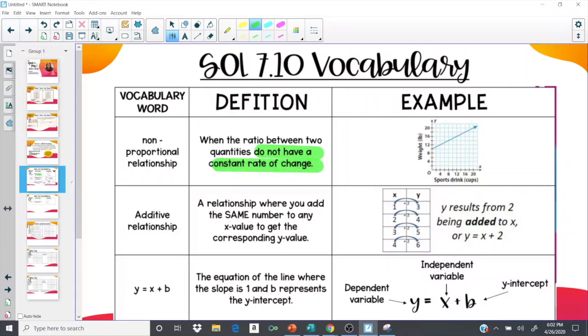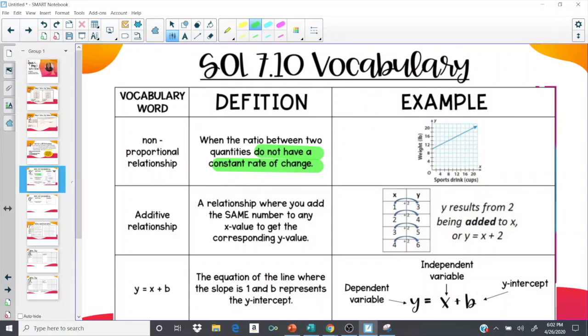If you look at the graph, you know a proportional relationship goes through the origin. And this graph does not go through the origin. So the graph is representative of a non-proportional relationship. An additive relationship is a relationship where you add the same number to any x value to get the corresponding y value. Additive relationships are also non-proportional relationships, okay? So if you look at the table, to get your corresponding y value, you must add 2 to each x value. That is an additive relationship, and this is true for all the values in the table.